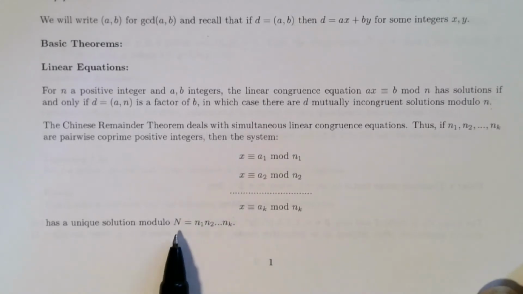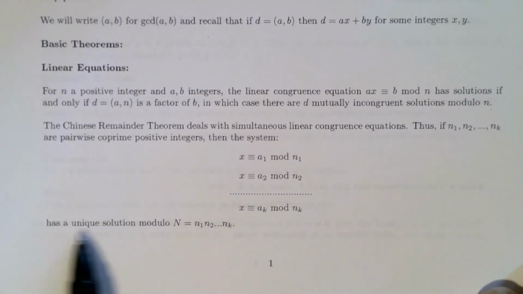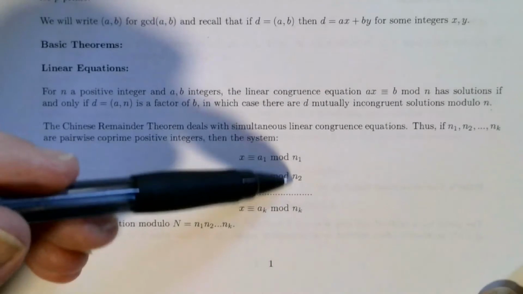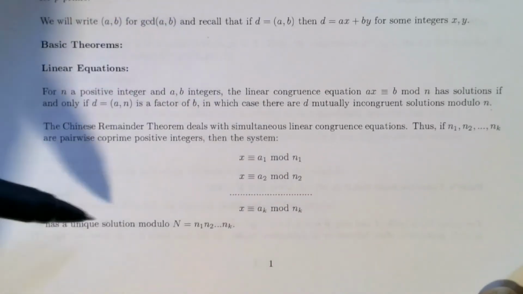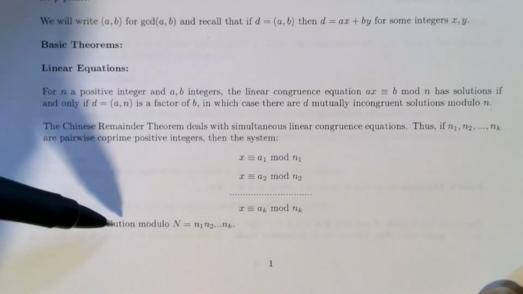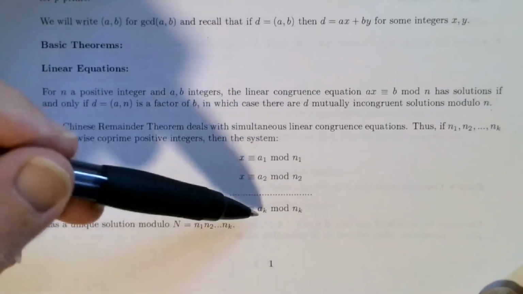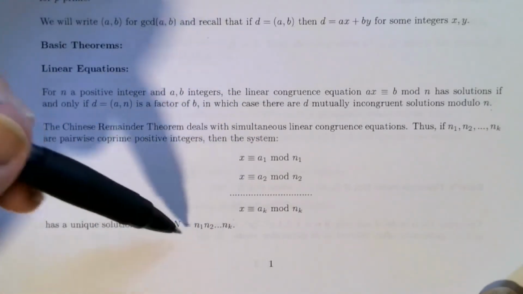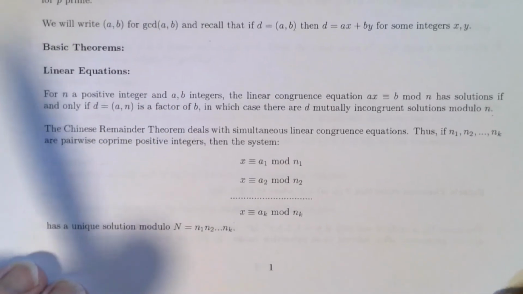It has a unique solution, I should say, modulo N, where N is the product of all of these. So there is some unique value x which satisfies all of these congruences modulo capital N, which is the product of all of these. Now I'm going to do an example of one of these.